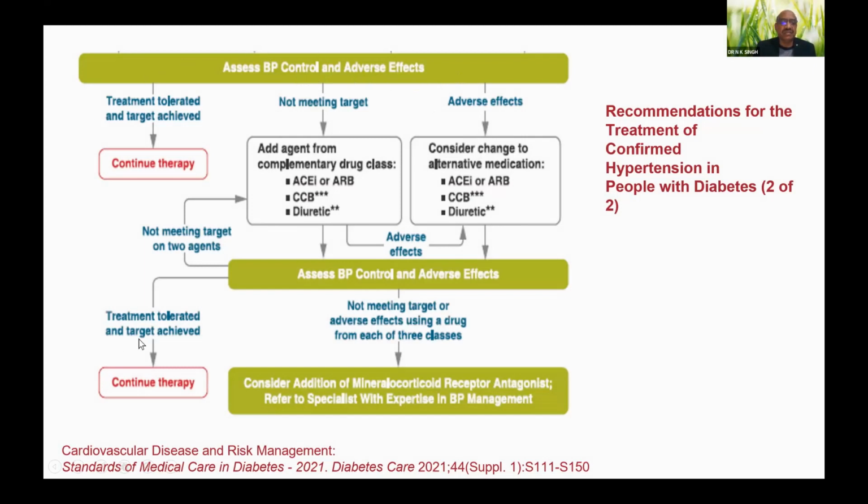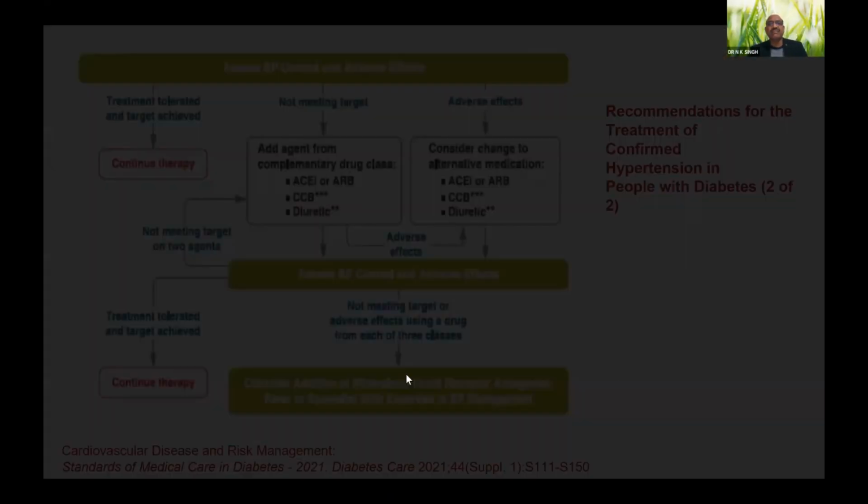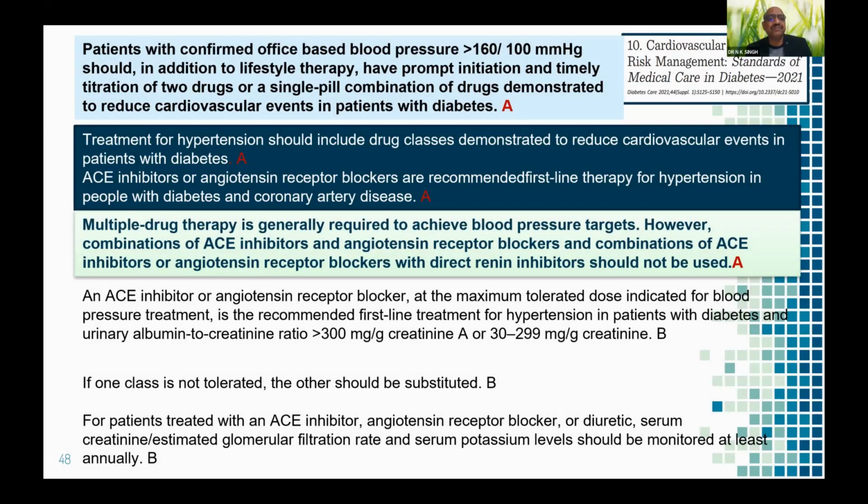And this chart is well showing. This is from the Standards of Medical Care in Diabetes. Even the ADA 2022 is the same: if you are not meeting the target, or have adverse effects using a drug from each of these classes, consider the addition of a mineralocorticoid receptor antagonist. So this is how we manage the blood pressure.